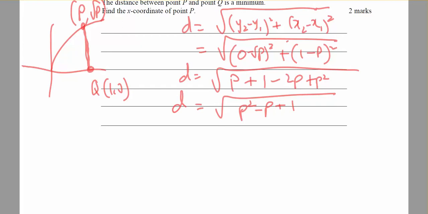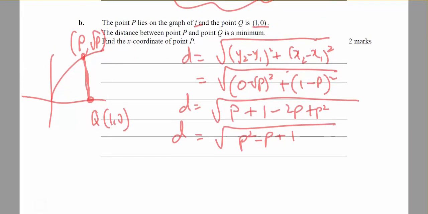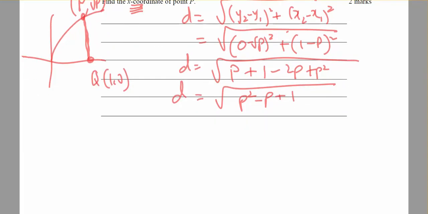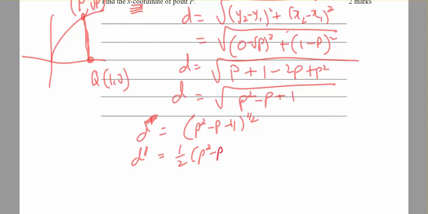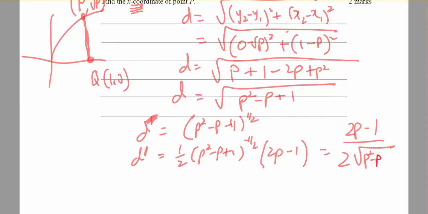Beautiful. So that's D. I need to find the minimum distance, so find the x-coordinate of point P for it to be a minimum. So I need to take the derivative. So I've actually got D is (p squared minus p plus 1) to the half. So D dash with respect to p will be a half, (p squared minus p plus 1) to the negative a half, times the derivative of the inside, which is 2p minus 1, which is (2p minus 1) over 2 square root of p squared minus p plus 1.